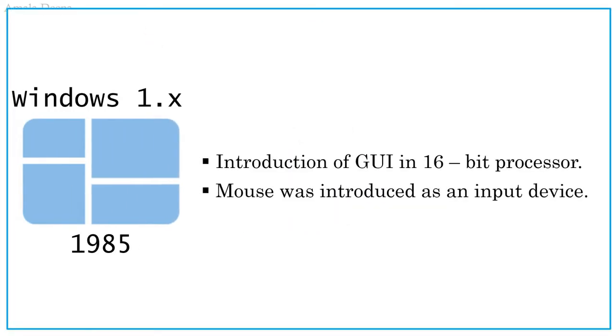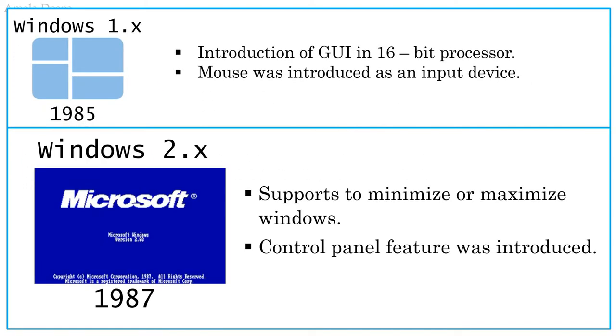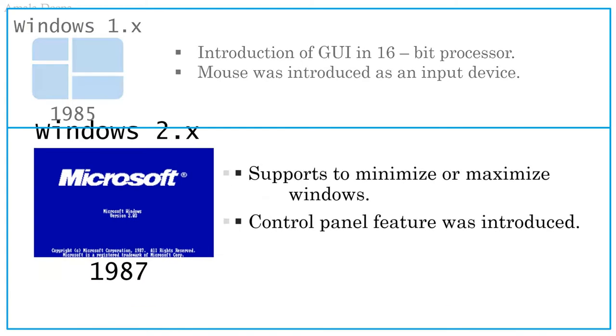Windows 1.x was introduced in 1985. Introduction of GUI in 16-bit processor. Mouse was introduced as an input device. Windows 2.x in the year 1987. Supports to minimize or maximize windows. Control panel feature was introduced.